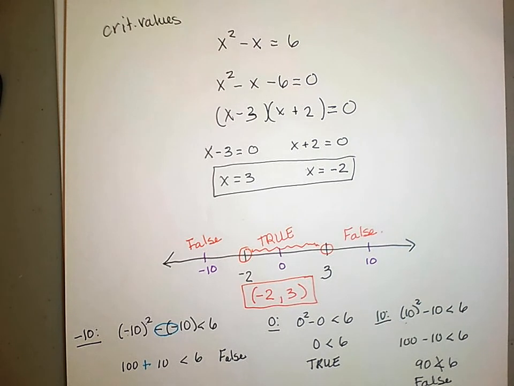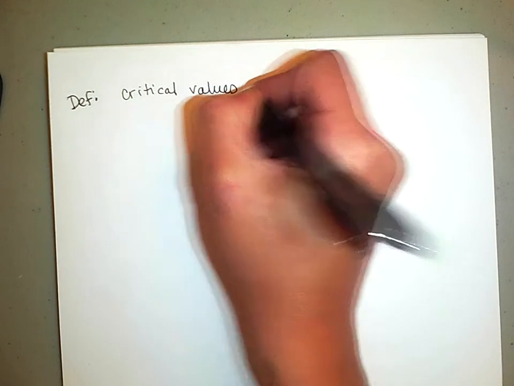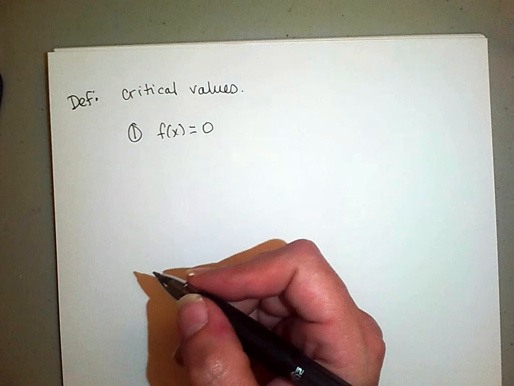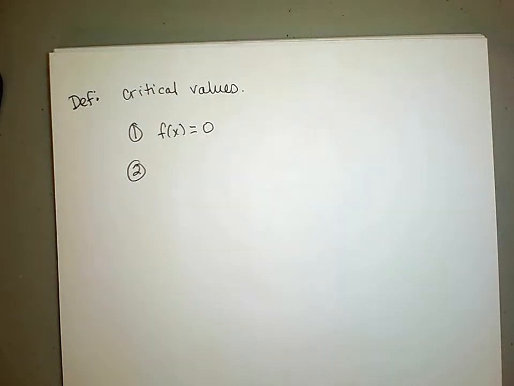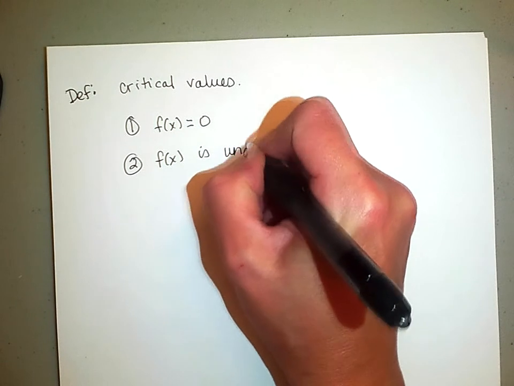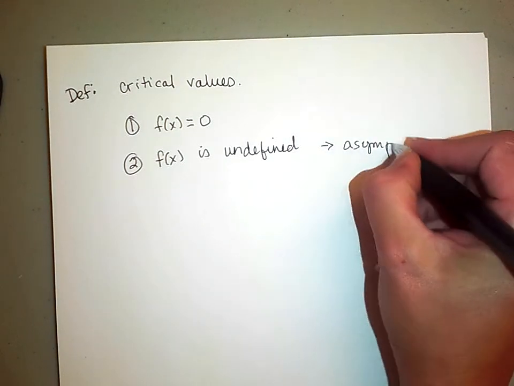This methodology will also help us solve rational functions. We do have to extend our definition of critical values. So critical values are, number 1, where the function is equal to 0, or the other thing that breaks up a number line is if the function is undefined. Because at that point we'll get asymptotes.